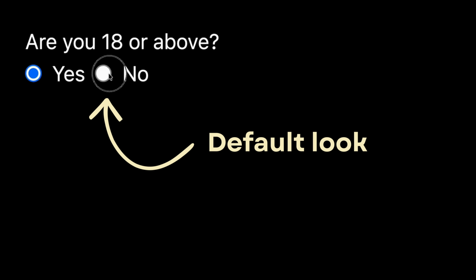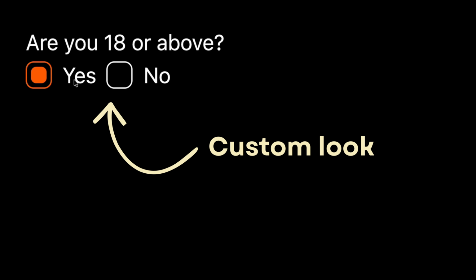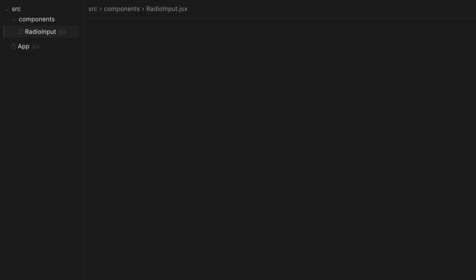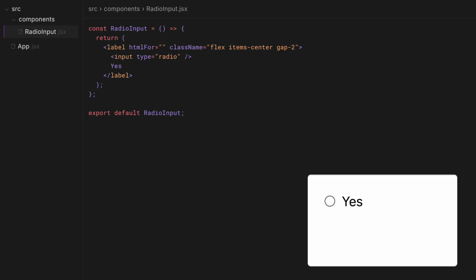Default radio buttons are functional, but styling them is always tricky. In this video, we will build a fully custom radio input using Tailwind CSS, which will be reusable, accessible, and controlled in React. Let's get started. First, let's create a simple radio input component.